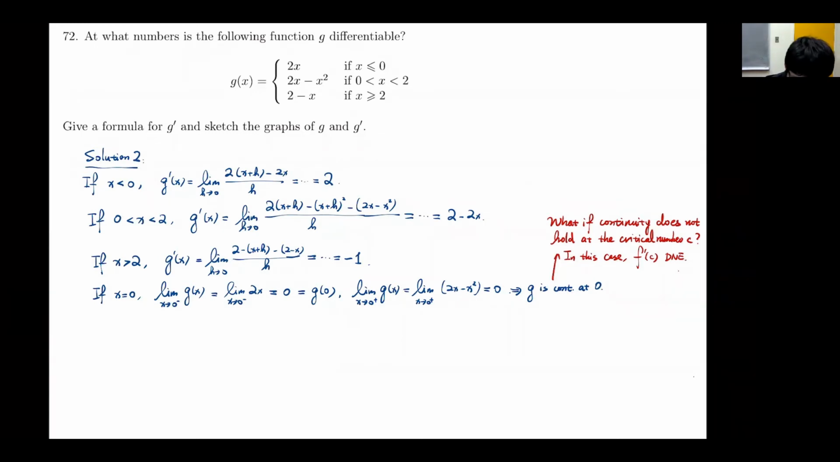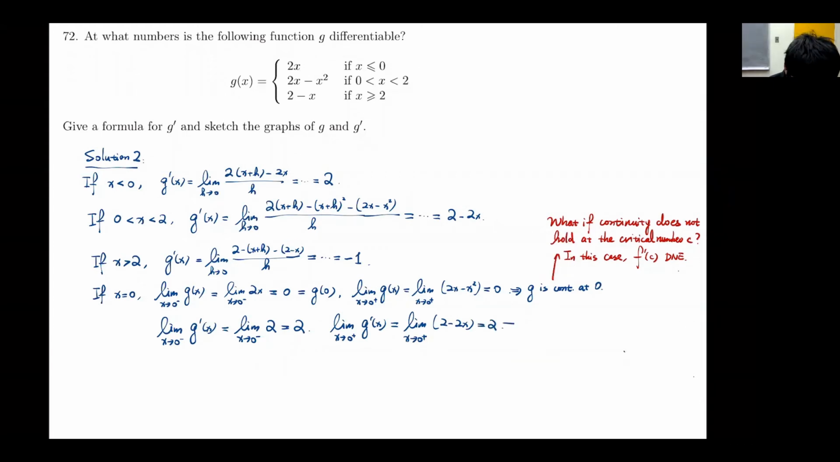So now we see that g is continuous at 0, so potentially it might be differentiable. But this can be checked by looking at the left-hand limit and the right-hand limit of g prime of x. The left-hand limit of g prime of x, as we have computed over here, g prime of x equals 2 when x is less than 0. So the left-hand limit is precisely the left-hand limit of 2, and the answer is 2. On the other hand, the right-hand limit of g prime of x, as we computed, when x is greater than 0, g prime of x equals 2 minus 2x. And you see that the limit is 2.